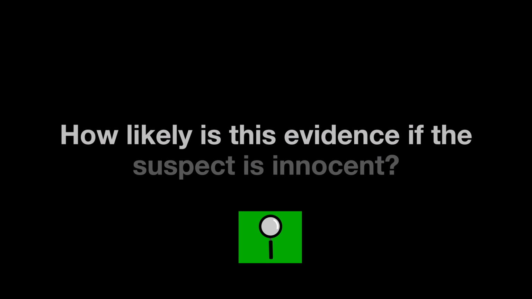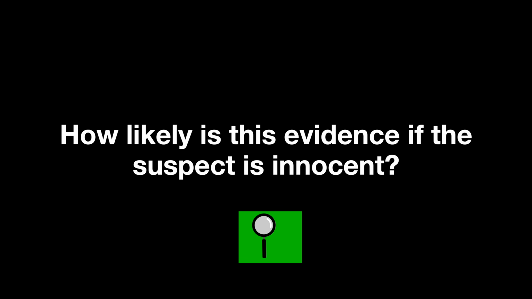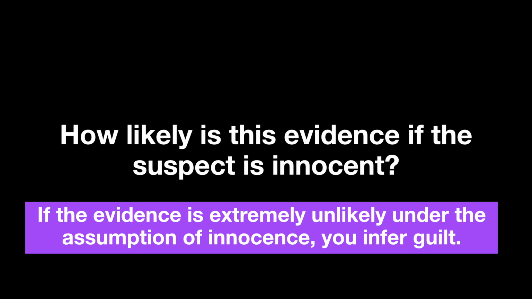Let me start with an analogy that will carry us through this entire section. Imagine you're a detective. Someone has committed a crime and you have a suspect. The question you're trying to answer is, is this person guilty? But here's the thing. You don't prove guilt directly. That's not how evidence works. Instead, you ask a much clearer question. How likely is this evidence if the suspect is innocent? If the evidence is extremely unlikely under the assumption of innocence, you infer guilt. Not because you've proven it beyond any doubt, but because innocence no longer explains the data well.